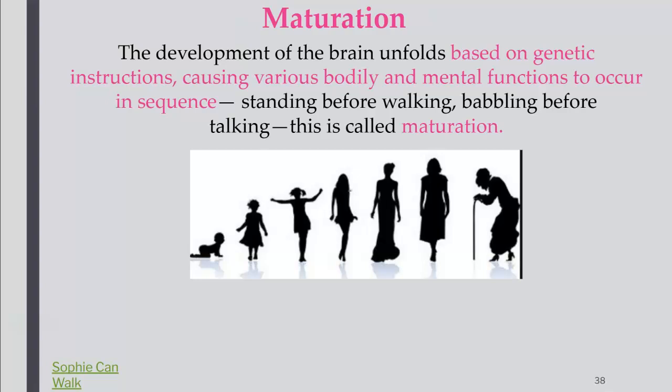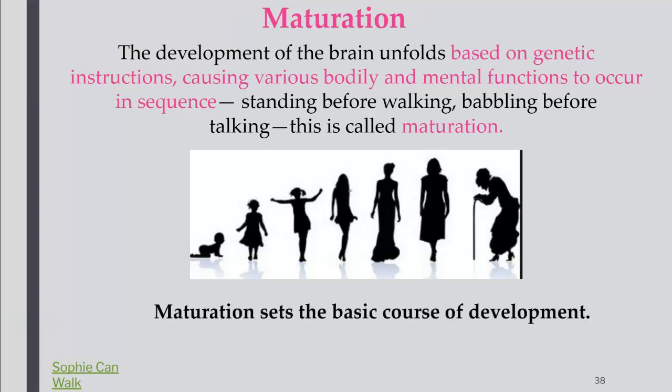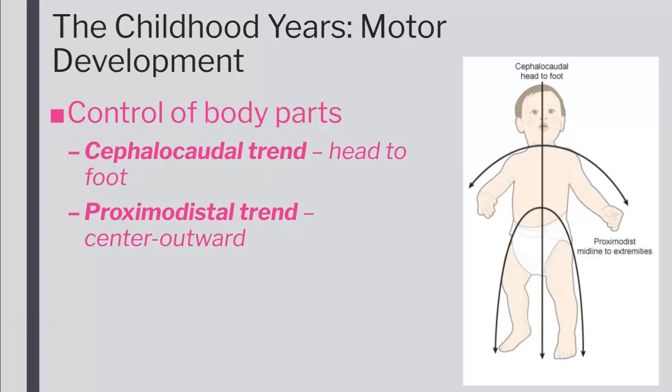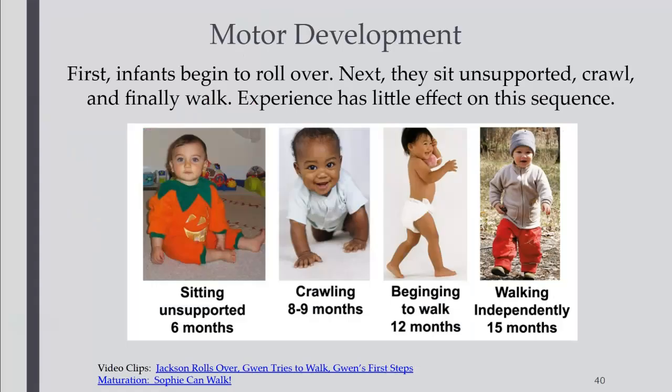Maturation is how our brain's genetics cause our body to develop in the same sequence. So standing before walking, but maturation has to do with genetic sequence, and it sets the course of development. So motor development, the cephalocaudal trend says that we gain control of our head before our feet. So a baby can lift their neck and move their head around before they can start walking. Proximo-distal trend says they can control their center and then outward. So a baby can roll over, which controls a lot of center muscle control before they can move their arms and legs enough to crawl.